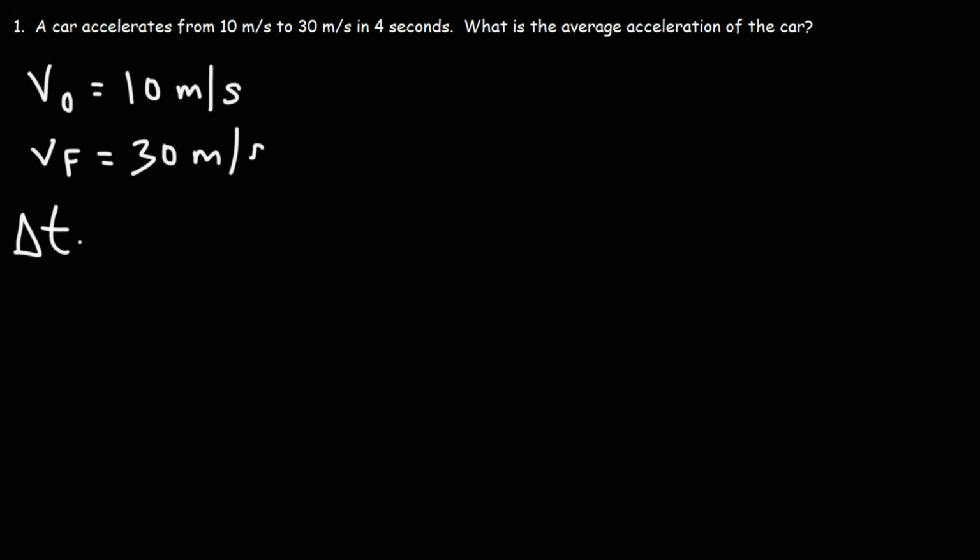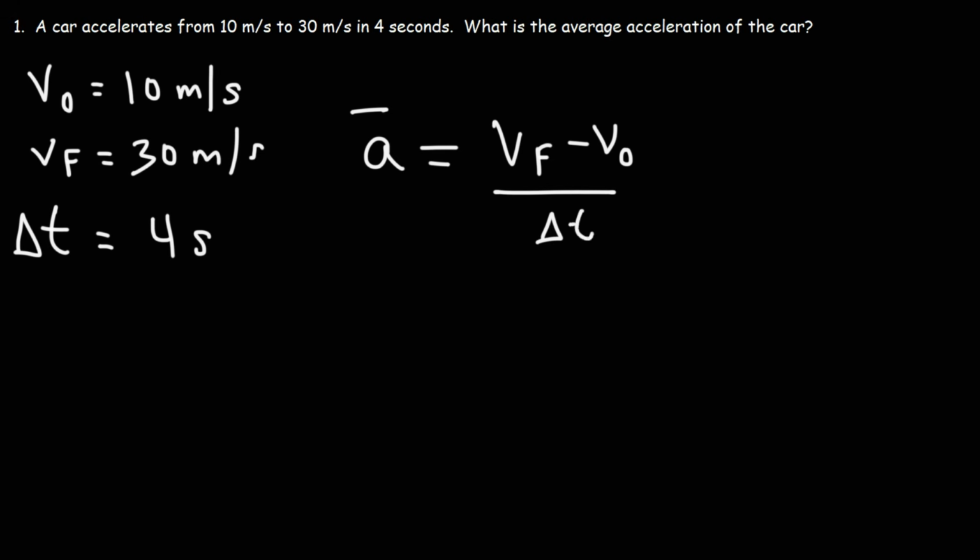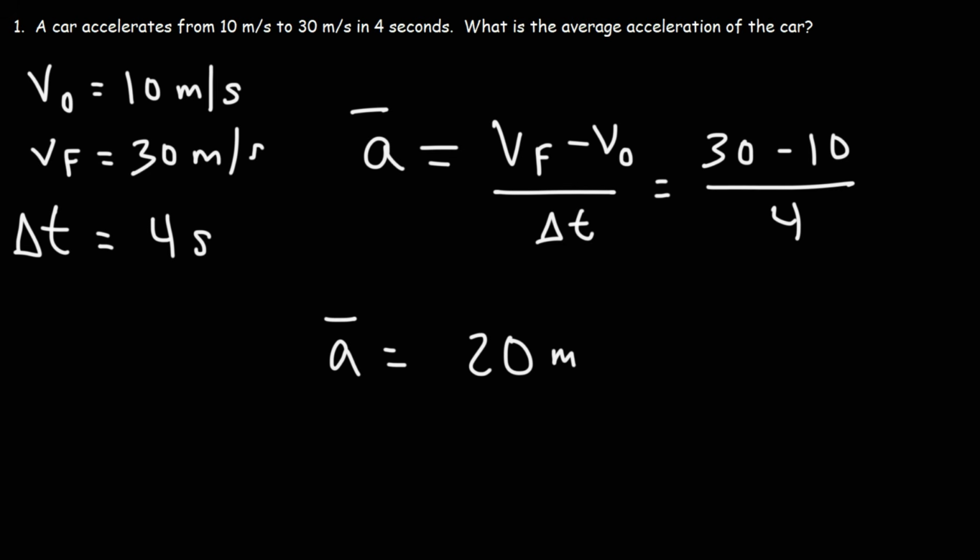And the change in time, or the time difference between v initial and v final, that's 4 seconds. So we could use this formula to calculate the average velocity. It's the change in velocity, v final minus v initial, over delta t. V final is 30, v initial is 10, and we're going to divide it by 4. So 30 minus 10, that's 20. So the change in velocity is 20 meters per second.